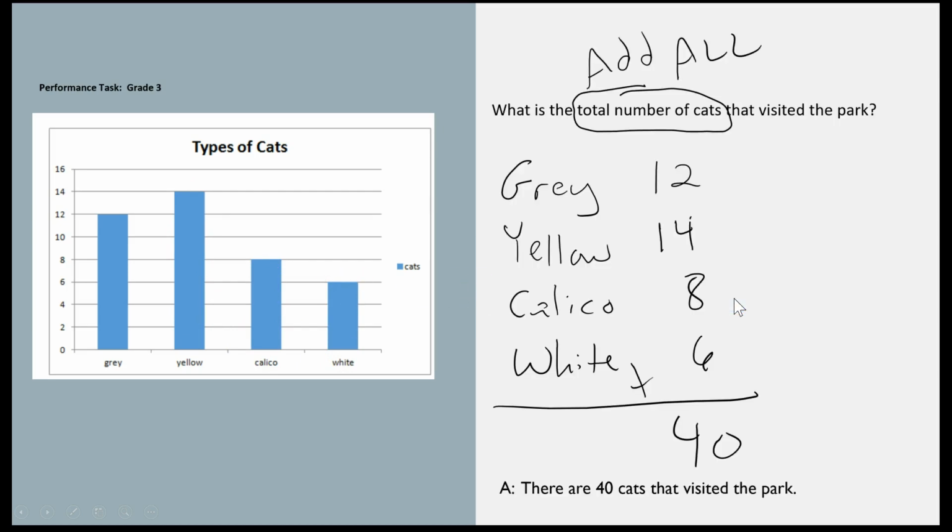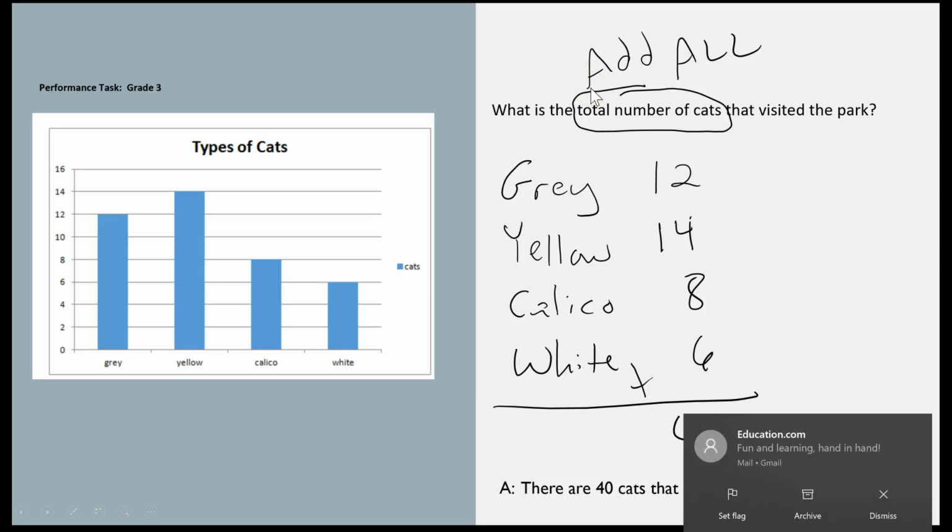Question number 2. What is the total number of cats that have visited the park? Scholars should read the question twice and also annotate the text by circling all the mathematical words, then writing their meaning above. The key words to circle would be total number of cats with an annotation of add all.